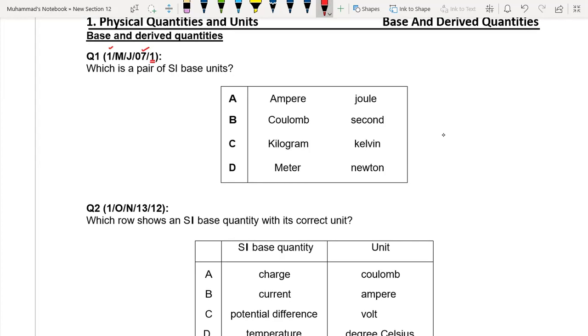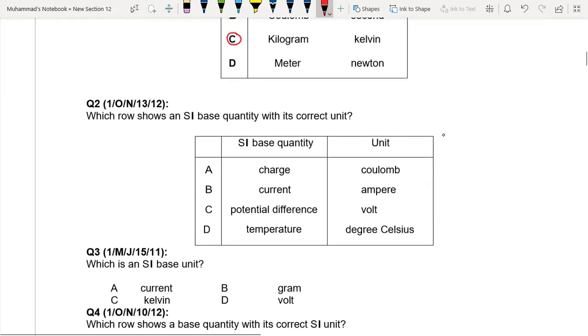The first question is, which is a pair of SI base units? In option A, ampere is an SI base unit, but joule is not. Coulomb is not an SI base unit, but second is. Kilogram and Kelvin both are SI base units. So C is the right answer.